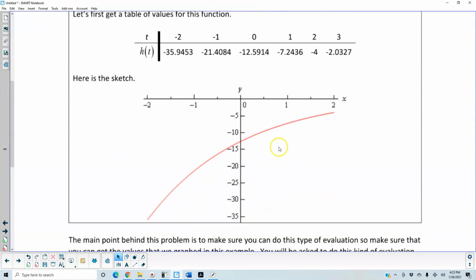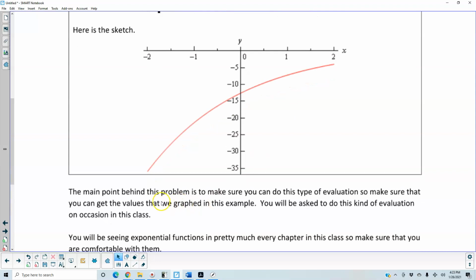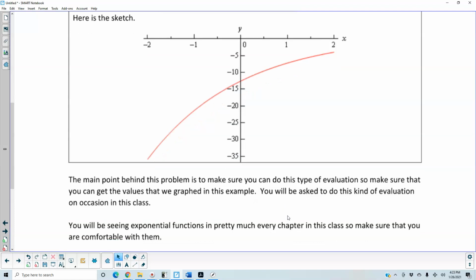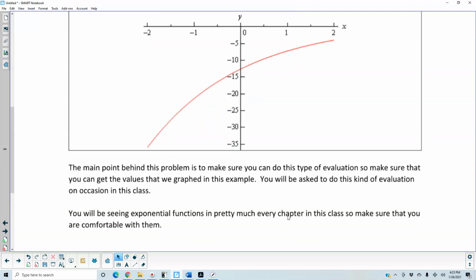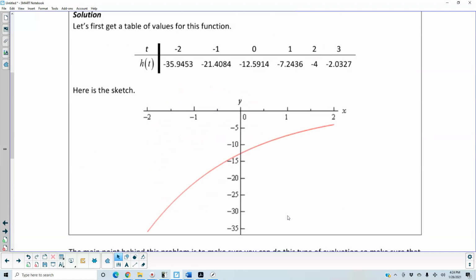So now here is the sketch of this function. The main point behind this problem is to make sure you can do this type of evaluation, so make sure that you can get the values that we graphed in this example. You will be asked to do this kind of evaluation on occasion in this class. You will be using exponential functions in pretty much every chapter in this class, so make sure that you are comfortable with them.